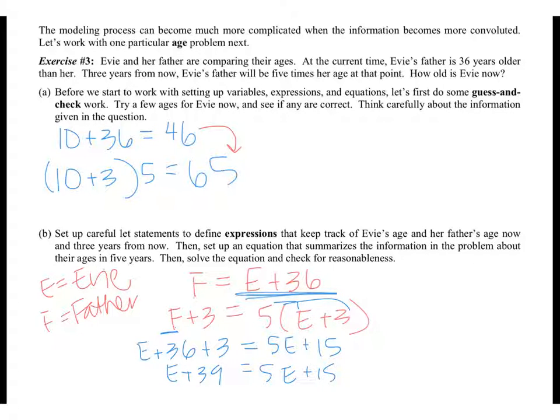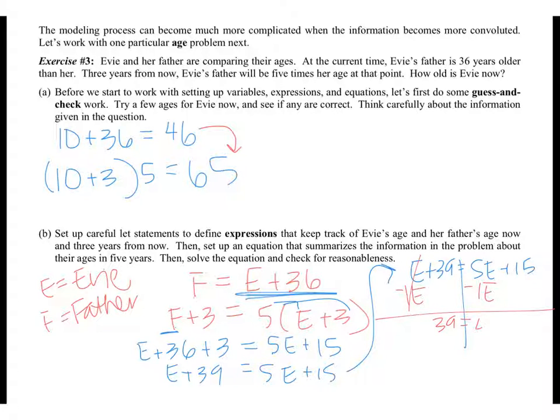We need to solve for E. So in order to solve for E, I'm going to move all of this up here. I now have E plus 39 equals 5E plus 15. We need to get E's on the same side, so subtract 1E, subtract 1E, and now I have 39 equals 4E plus 15. Subtract 15, and now I have 24 equals 4 times Evie's age. Divide by 4, and Evie is 6 years old.